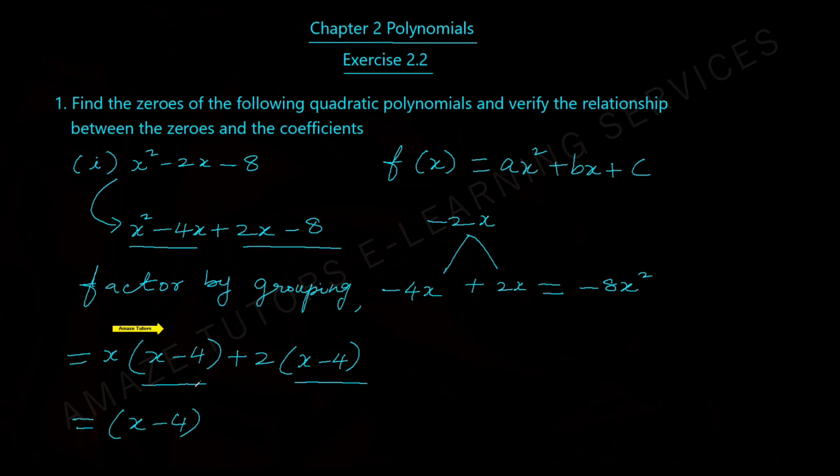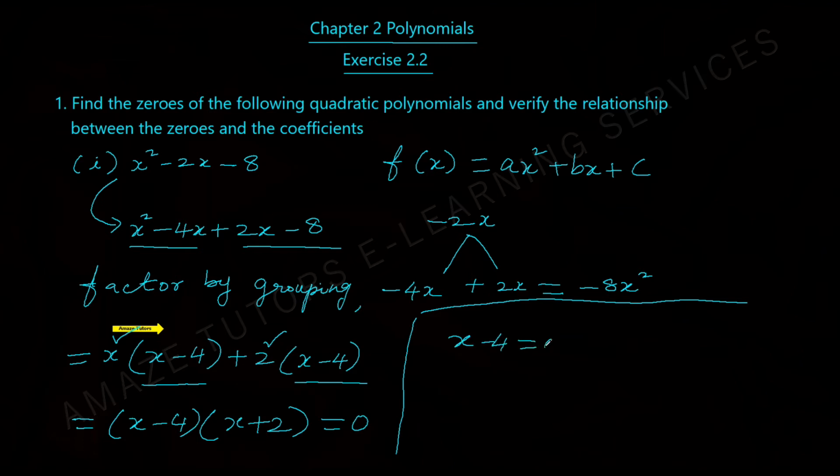Because in this case, x minus 4 is common. Now I can take x minus 4. What is remaining? X is remaining here and 2 is remaining here, plus is in the middle. So x plus 2. This is the main reason I asked you to check the brackets. It should be same. Now we found out the factors. So to find out the zero, equate this to 0. If a product is 0, any one of them should be 0. Then only the product becomes 0, right? Apply that property. X minus 4 is equal to 0 or x plus 2 is equal to 0.